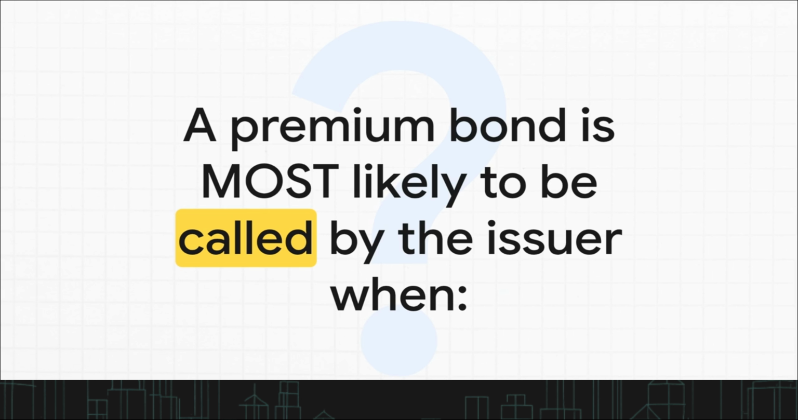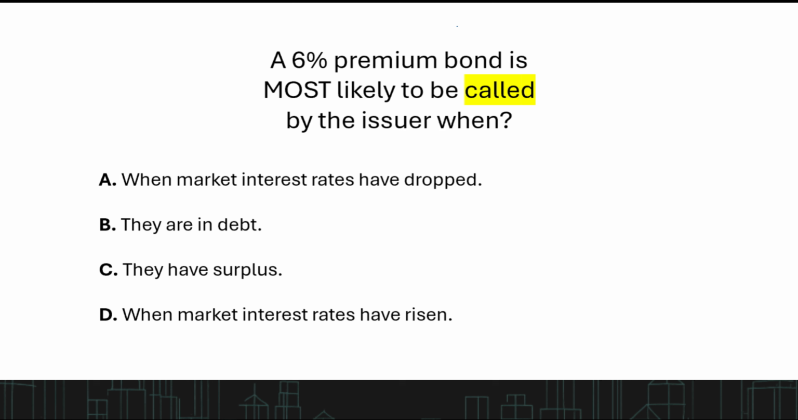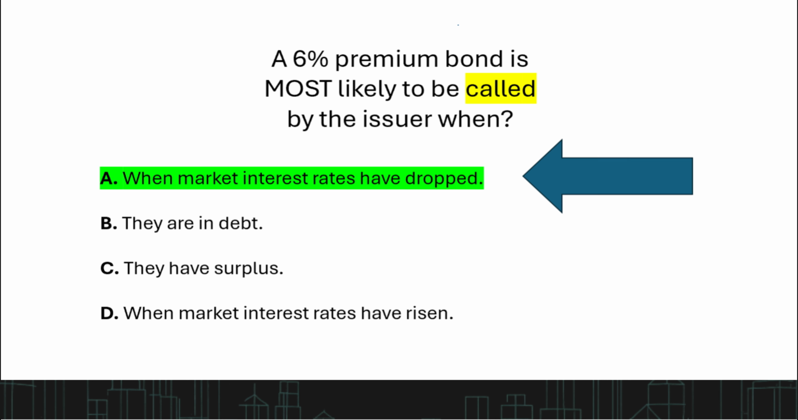Okay, next question. A premium bond is most likely to be called by the issuer when? What do you think? Just think about why a company would call a bond. They do it to save money by refinancing at a lower interest rate. And that's only going to be possible if market rates have fallen since the bond was first issued. So the correct answer here is A.